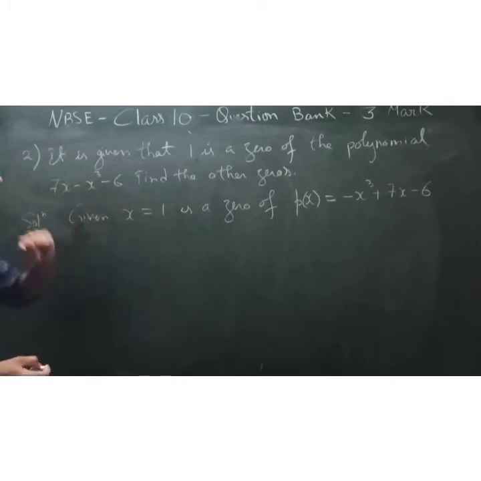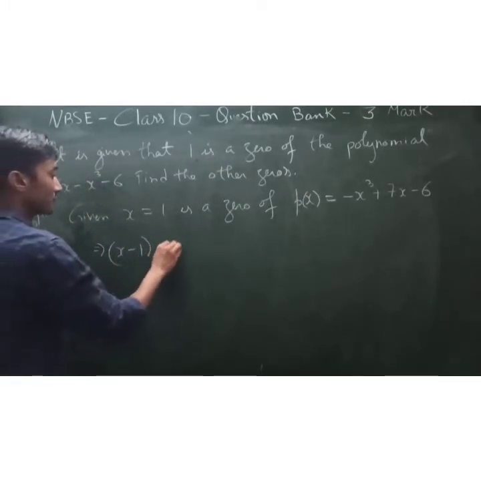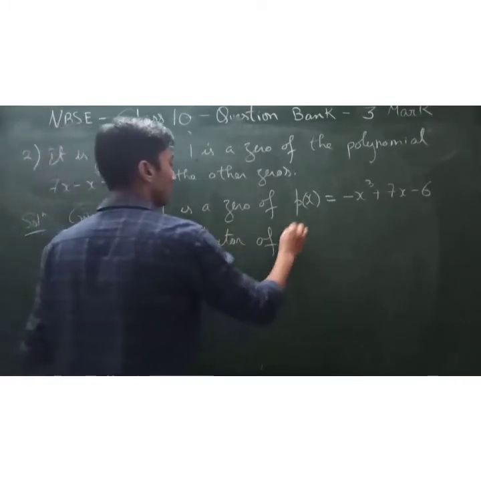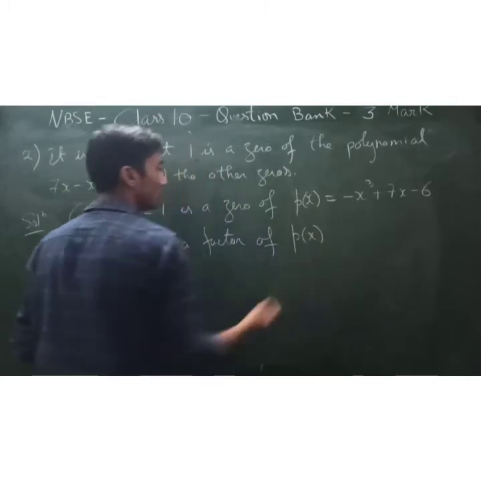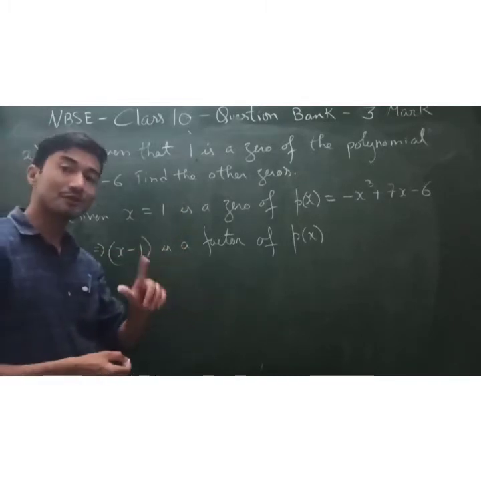plus 7x minus 6, which implies that x minus 1 is a factor of the given polynomial. This one you already know that from class 9 also. So if x equal to 1, then x minus 1 is a factor of the given polynomial. If you remember, remainder theorem, factor theorem, right?